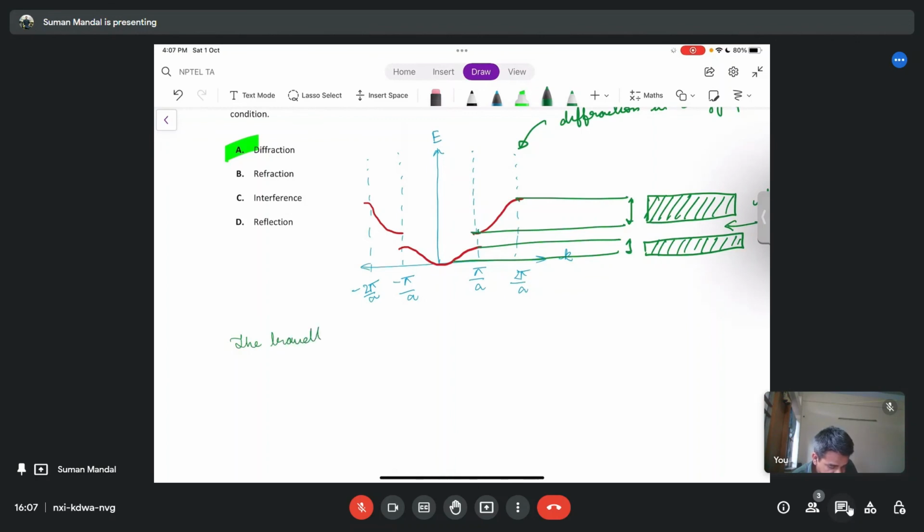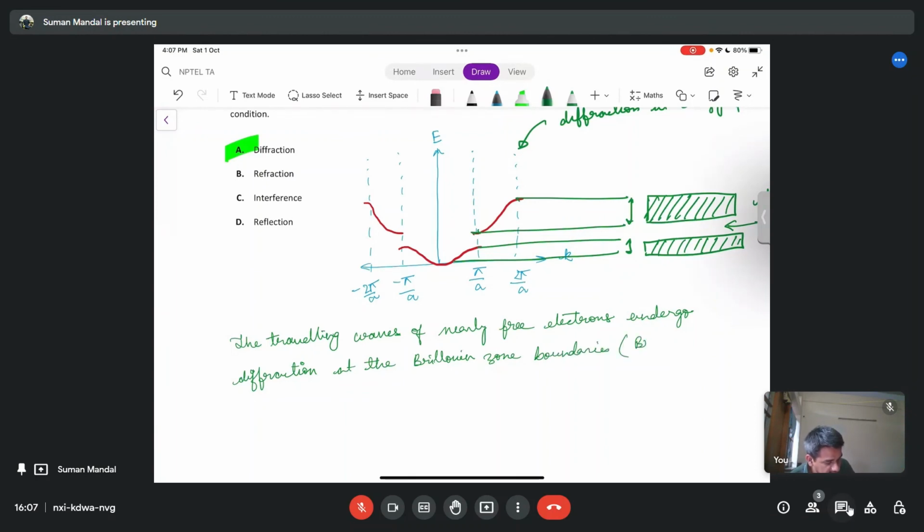I will just write it down for future reference. The traveling waves of nearly free electrons undergo diffraction at the Brillouin zone boundaries, which are nothing but the Bragg planes, and this results in standing waves. I hope this is clear.